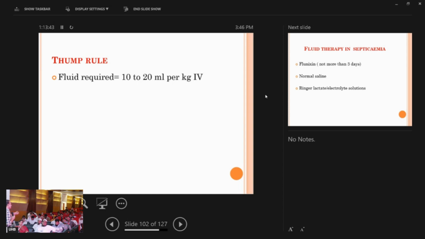You give Ringer lactate because it contains electrolytes. It contains potassium chloride. All GI disorders will have hypokalemia and dehydration, so hypokalemia will also be corrected and the animal will be maintained. So we don't get confused.